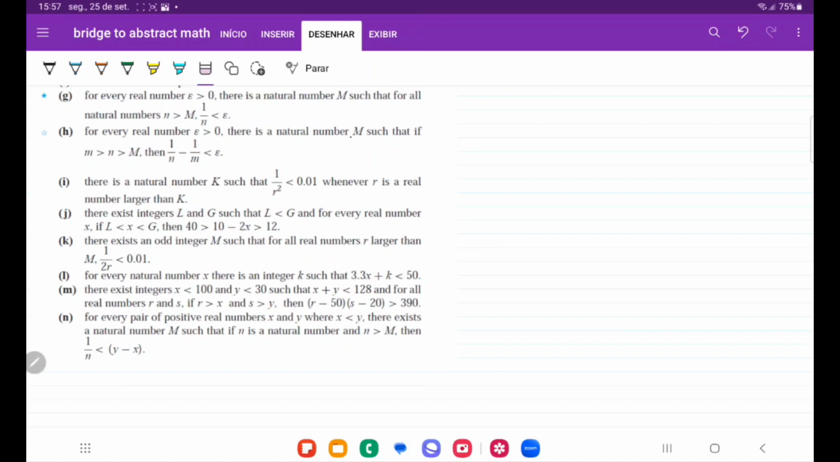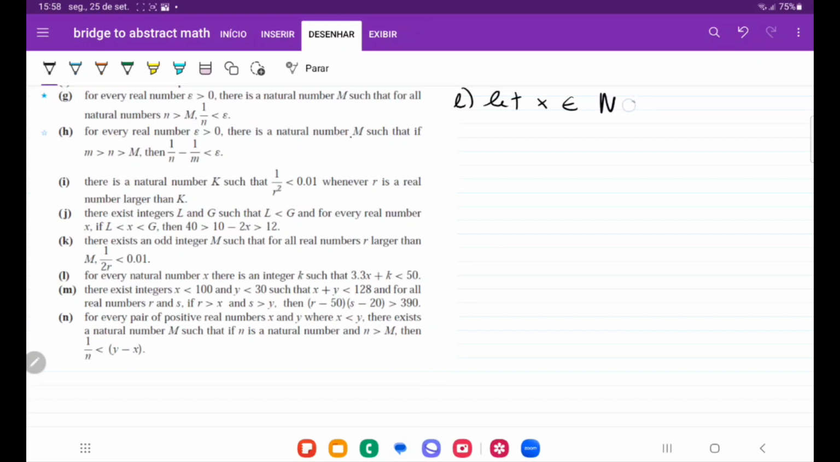So for item L, we want to show that for every natural number x, there exists an integer k such that 3.3x plus k is less than 50. So what we're going to do here is say, let x belong to the set of natural numbers, and k belong to the set of integers, right? So x must be greater than 0 because it is a natural number. And then we're going to say let k be equal to negative 4x. Since x is a natural number, minus 4 times a natural number is an integer, right?